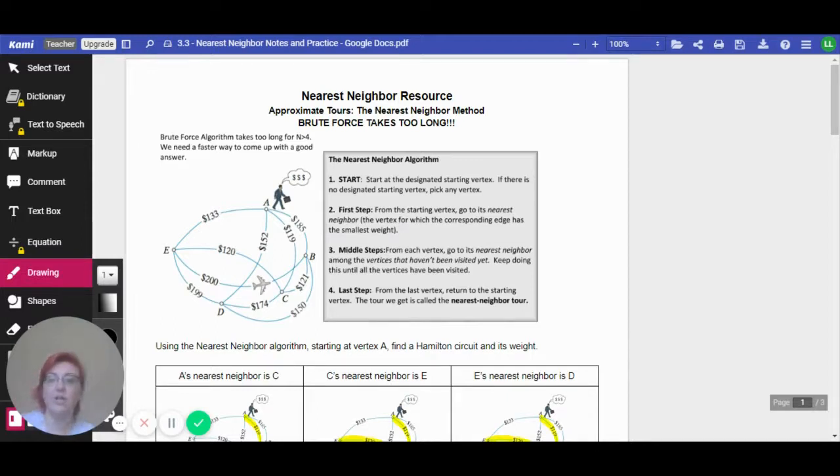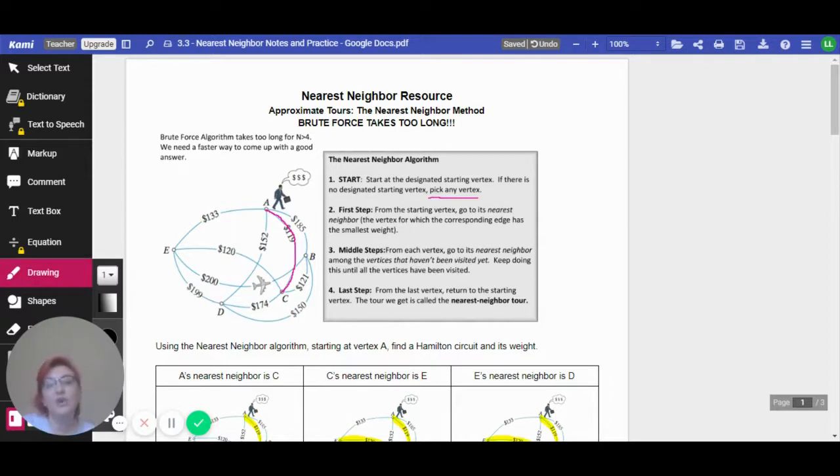So to start, you go to your designated vertex. If there is no designated starting vertex, then pick any vertex. I would suggest starting alphabetically, go to A, go from there. Now, from that starting vertex, you're going to go to the nearest neighbor. Which is the smallest number here? Well, it's 119. So I'm going from A to C. All right, smallest weight leads you to the nearest neighbor.